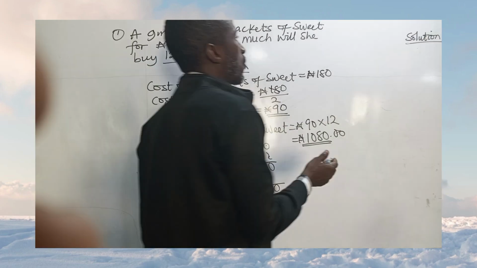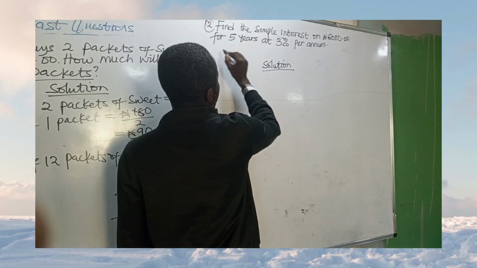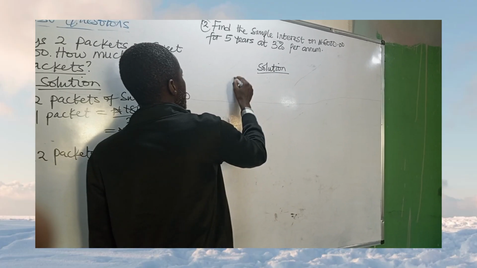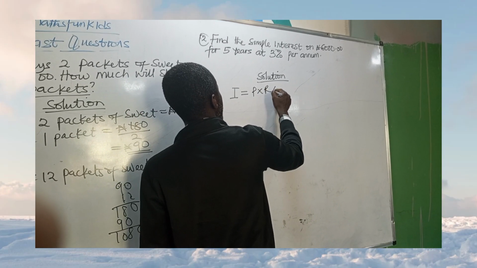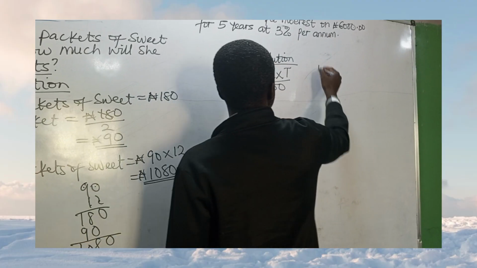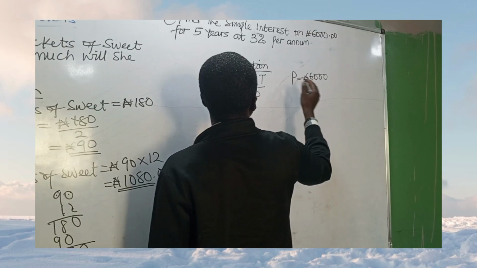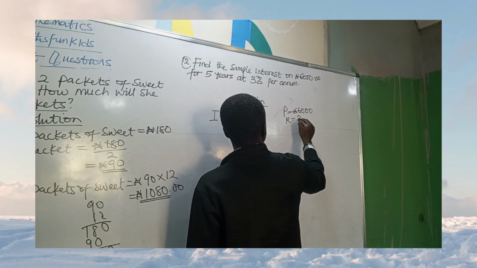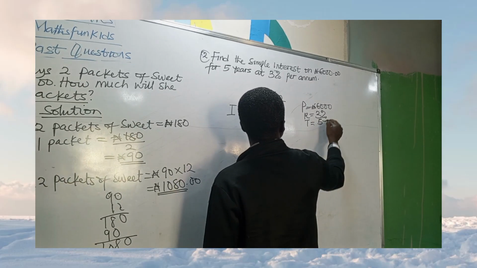Now let's consider the second question. Find the simple interest on 6,000 naira for 5 years at 3% per annum. The formula for simple interest is principal times rate times time all over 100. The principal is the money invested, which is 6,000 naira. The rate is always a percentage, which is 3%. The time is 5 years.